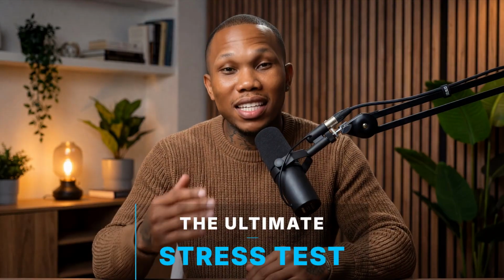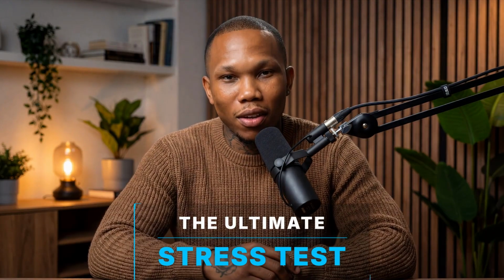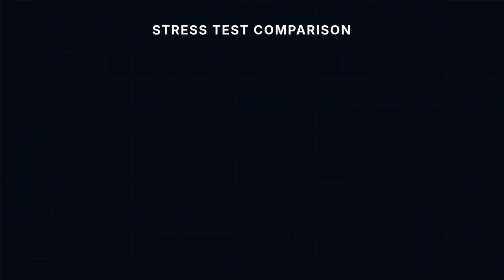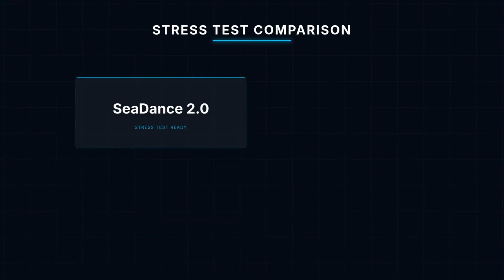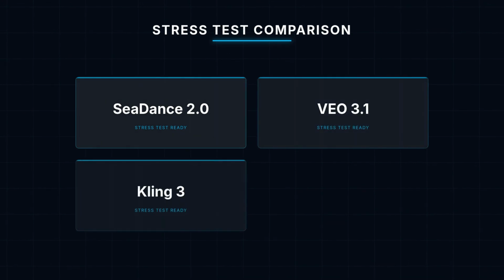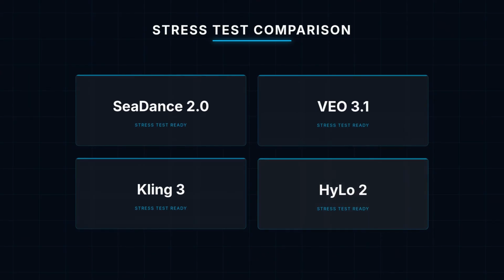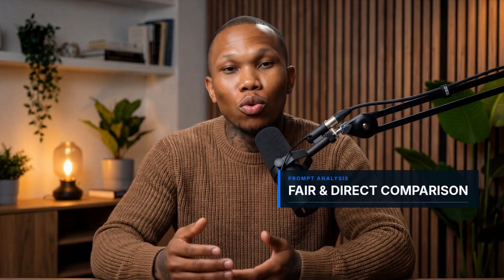Now that we have seen what Seedance 2.0 can do on its own, it's time to put it against the biggest models out there. We are running 3 stress test prompts through 4 models: Seedance 2.0, VEO 3.1, Kling 3, and Hilo 2. Each prompt is designed to test something specific, and I'm going to walk you through what I am looking for in each one.